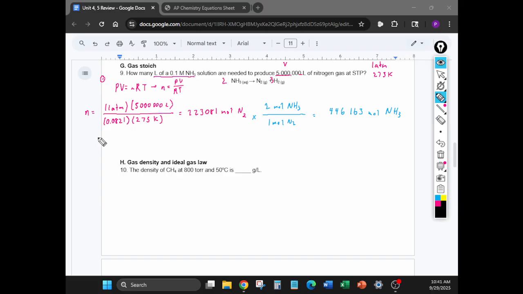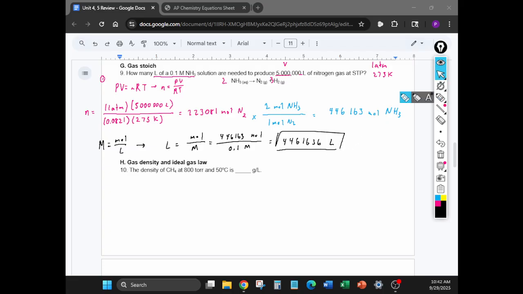I hope you get it right on the test. Probably won't. All right, and then step 3 is where we're going to use the molarity formula. Right, because we're looking for liters. We have molarity. We just found moles. And so if we rearrange this equation, liters is going to be moles divided by molarity. So 446,000 divided by 0.1 molarity. Okay, just move the decimal 1 time to the right. And then you get 4,460,000 liters. And that's going to be our final answer.